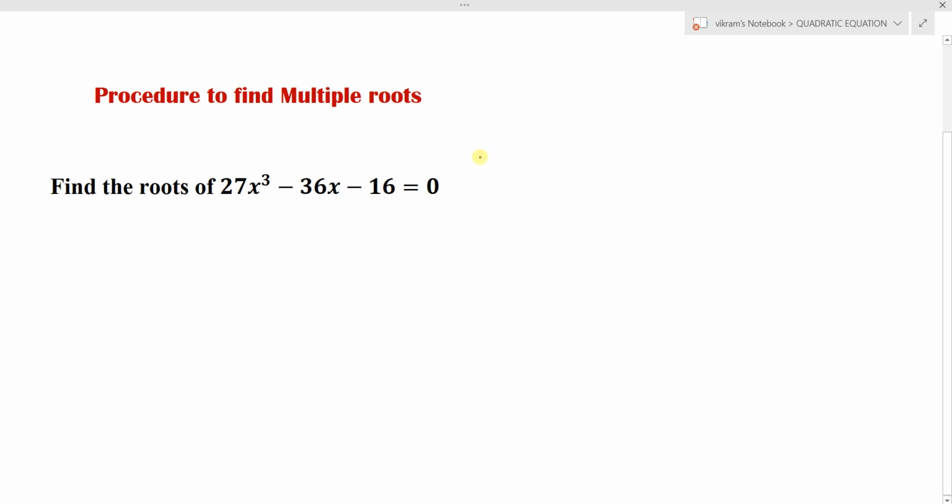Hi students, in this lecture we will learn how to find the multiple roots of the given polynomial equation. Multiple roots means we are going to find the repeated roots of the given polynomial equation. So how do we find them?